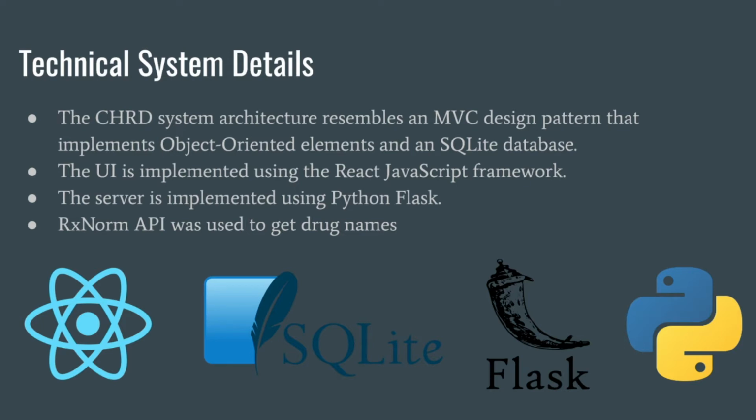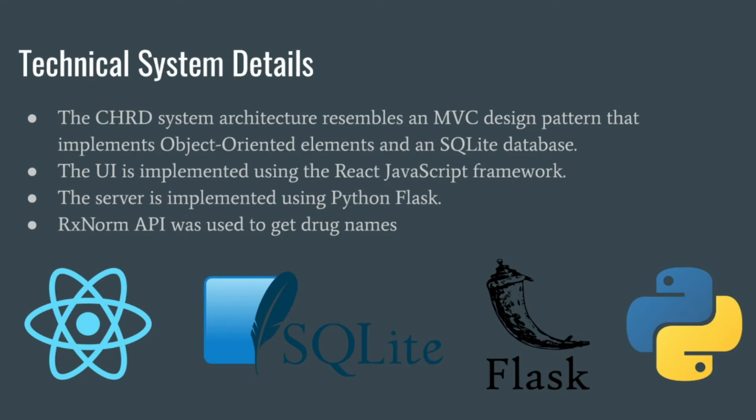So, our project is based on an MVC design approach, and our front end uses React JavaScript, and our back end uses a Python Flask server with an SQLite database attached. Finally, for the purposes of acquiring the names of various drugs, we used the RxNorm API. We chose these technologies, save for the API, because they are simple and easy to use compared to other technologies.